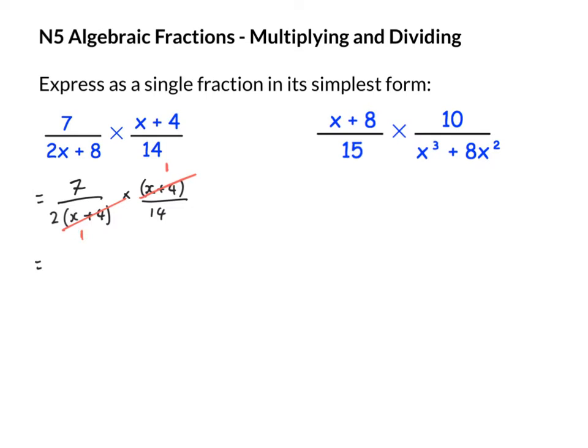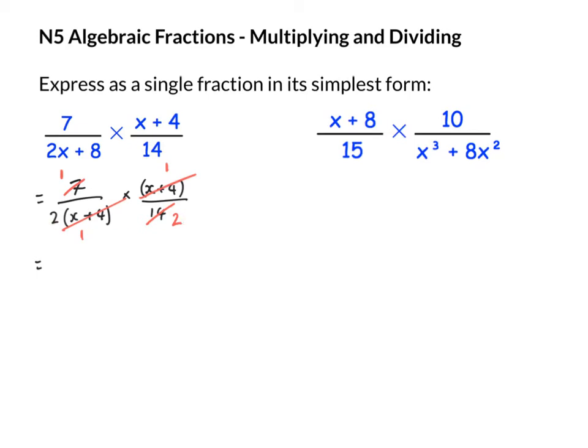Now, while the algebra is important, we should also be looking at the numbers as well. The 7 and the 14 have both got a common factor of 7, so dividing both of these by 7 will give me a 1 on the top and a 2 on the bottom. And that's all my simplifying done. Remember, this 2 and 2, they won't cancel out because they're both on the bottom of my fractions.